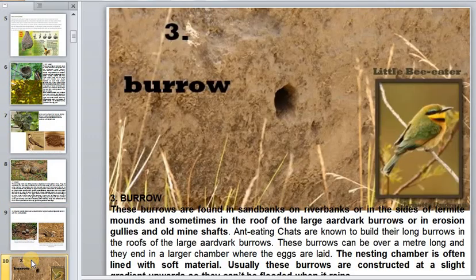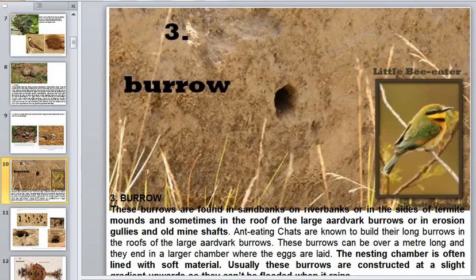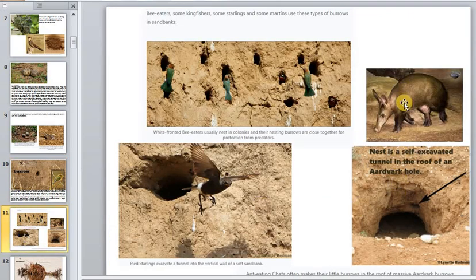One more is the burrow. These burrows are found in sandbanks, on the riverbanks, or in the sides of termite mounds, where these insects live, and sometimes in the roof of large holes. Here we see these holes. This animal is an aardvark, and here is the nest. Or in erosion gullies and old mine shafts.